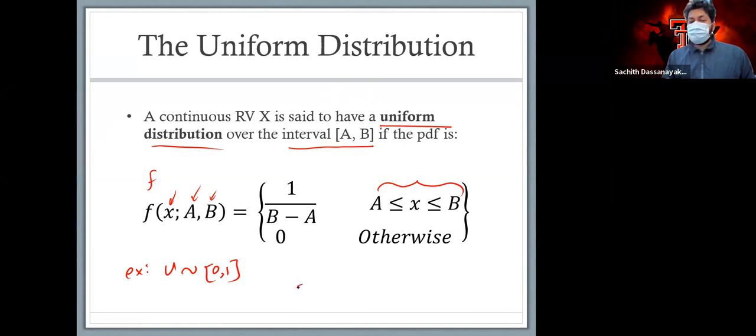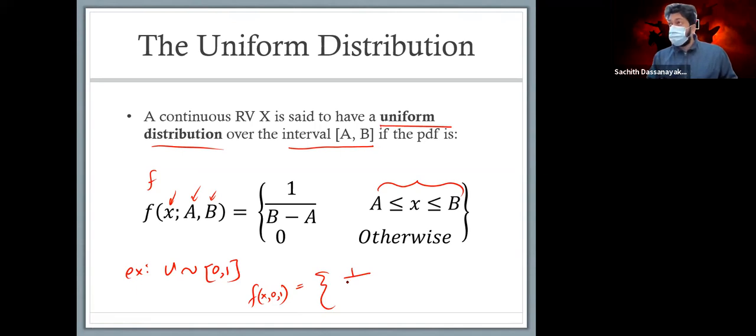You can calculate f(x) on 0 to 1, your PDF, like 1 over upper bound minus lower bound, which means 1 minus 0, right? You have to mention what is the range of x. So x within where? 0 and 1. What happens otherwise? Let's say x is -1, possible or not? Or x is 2? No, it does not belong to my PDF, right?